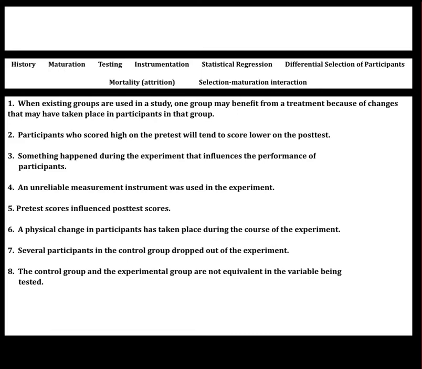Number 5, pre-test scores influence post-test scores. That would be a testing threat. Pre-test scores influence post-test, that's testing. Number 6, a physical change in participants has taken place during the course of the experiment. That would be a maturational threat.